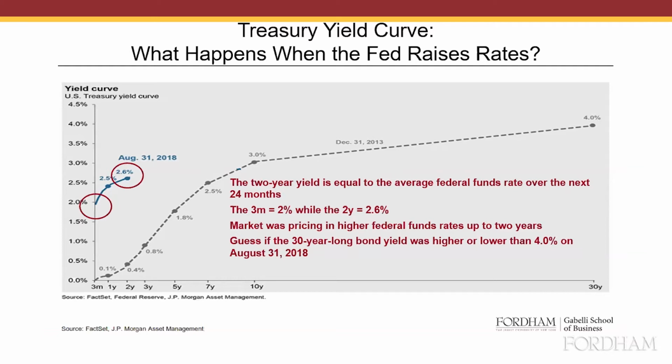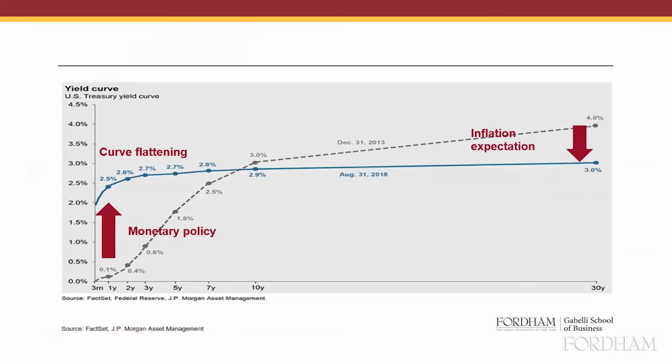Now, I want you to guess if the 30-year bond yield was higher or lower than the 4% on August 31st compared to December 31st, 2013. As it turns out, surprising to most people, the 30-year yield actually came down. Right? At the time when the front end of the curve yield went up.